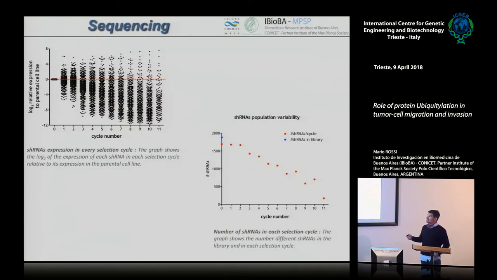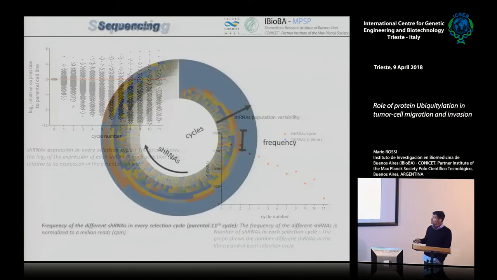And this is interesting because what you expect is that those you are getting rid of are the shRNA that are targeting essential genes. So those targeting essential genes, you will get rid of in this part. And most of them were targeting proteasomal subunits, which was consistent because cells cannot survive without proteasomal subunits.